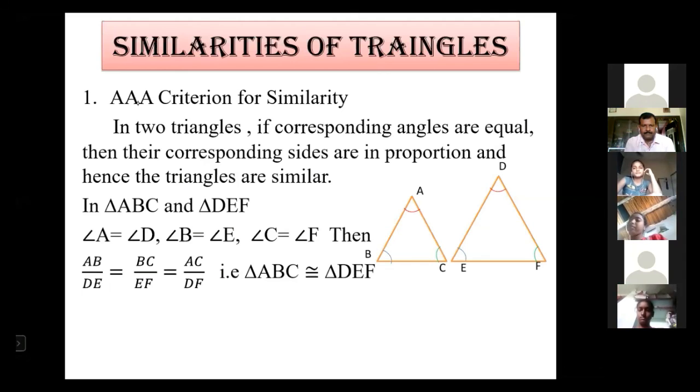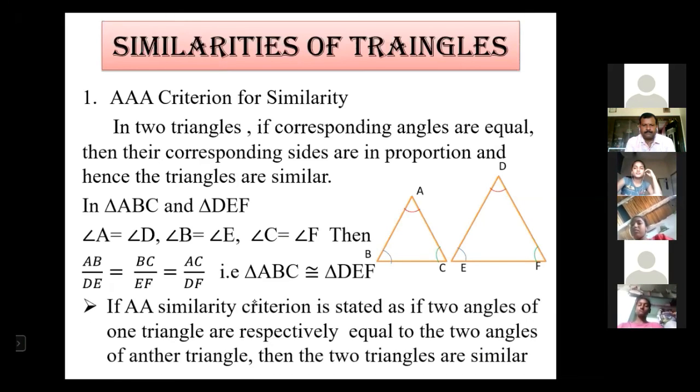This is one important similarity. If the triangles are similar, automatically the ratios of the corresponding sides are equal. AB by DE is equal to BC by EF is equal to AC by DF. Therefore, triangle ABC and triangle DEF are similar to each other, as the angles are equal.